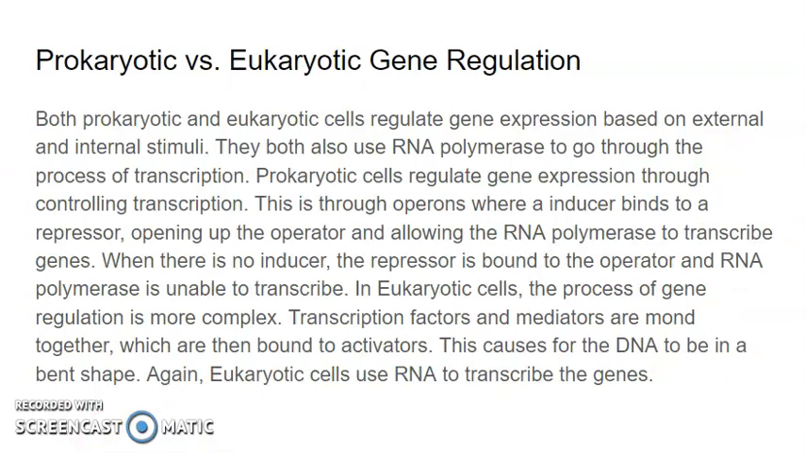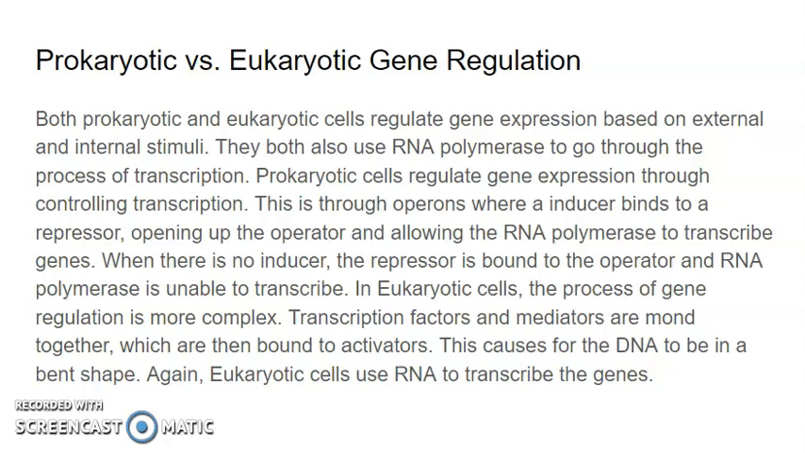Next is prokaryotic versus eukaryotic gene regulation. Both eukaryotic and prokaryotic cells regulate gene expression based on internal and external stimuli. They both use RNA polymerase to go through the process of transcription. Prokaryotic cells regulate gene expression through controlling transcription.